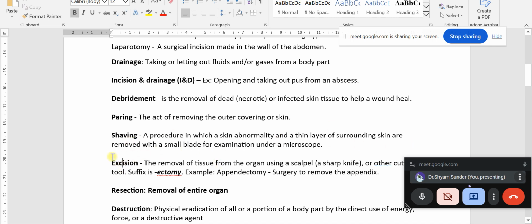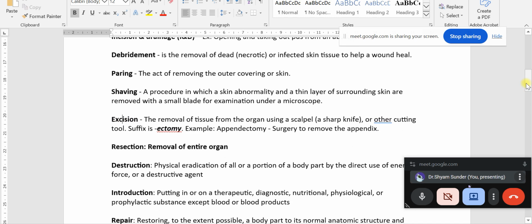Then excision. This is very thorough. This is actually a major procedure, excision. Throughout CPT, you have a lot of codes for excisions. Removal of part of the organ. If you take a small tissue, that is called biopsy. But if you take part of the organ, that is called excision. Ectomy is the suffix. Appendectomy.